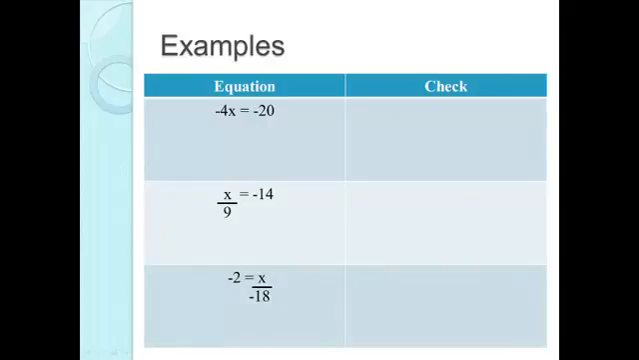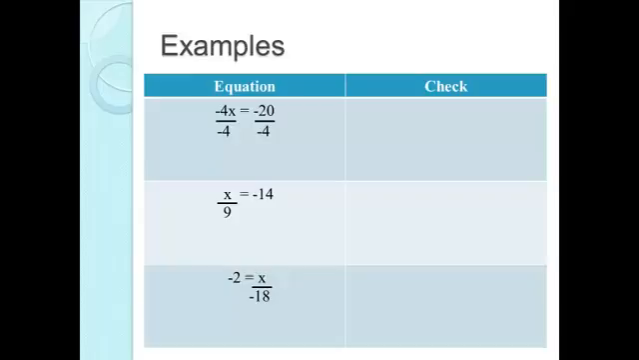Let's look at some examples of multiplication and division equations. In the first equation, we will need to get rid of the negative 4 by doing the opposite of multiplying negative 4, which is dividing by negative 4. We will divide by negative 4 on both sides of the equation. Notice that we did not change the sign.